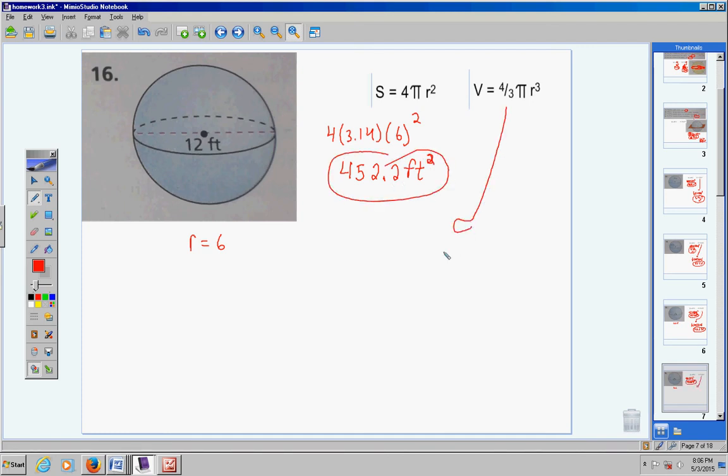Now for the volume, wow, it's a nice one. We're dealing with 4/3 times 3.14 times 6 to the 3rd power, alright? So let's see what we have here. Let me change this real quick. If you type this into your calculator correctly, I'm getting 904.3, and that is the correct answer. 904.3 cubic feet. Alright, there we go.